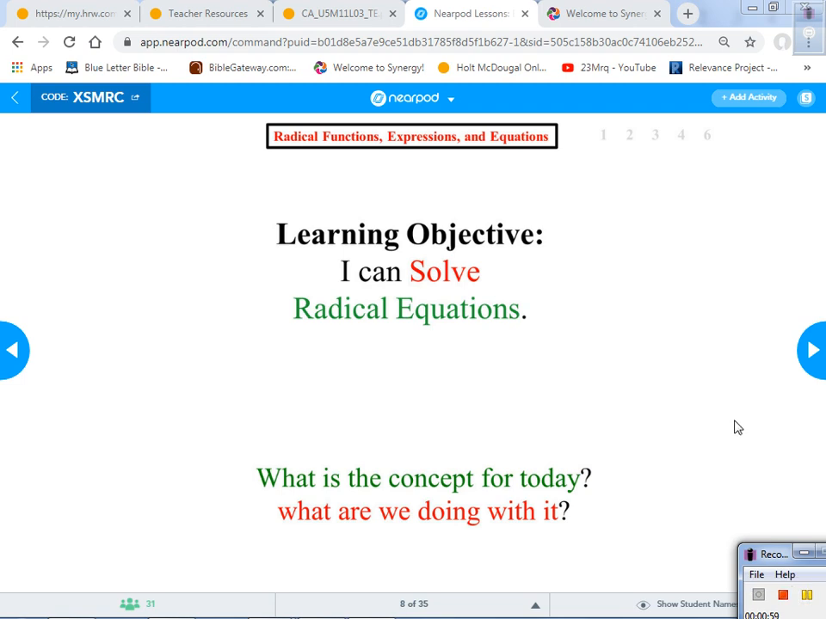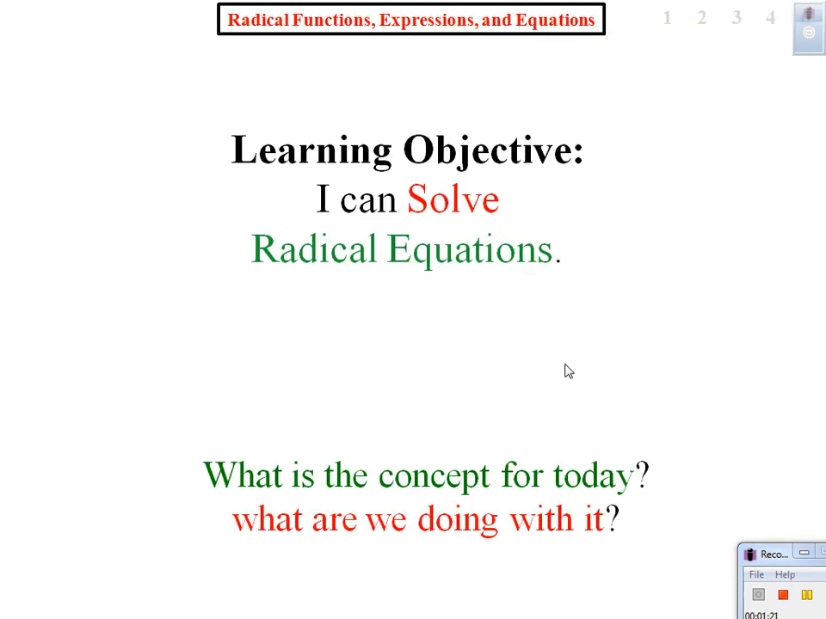Our objective for today: I can solve radical equations. Pretty much today is the foundation for radical functions. It's pretty much about the same thing. It's going to transfer over. That's why I'm going to be using f of x interchangeably with y on the equations and functions. Okay? Once again, our objective for today, I can solve radical equations.